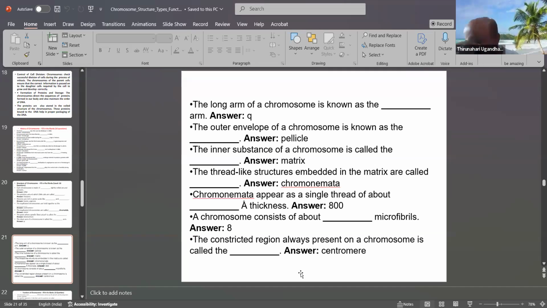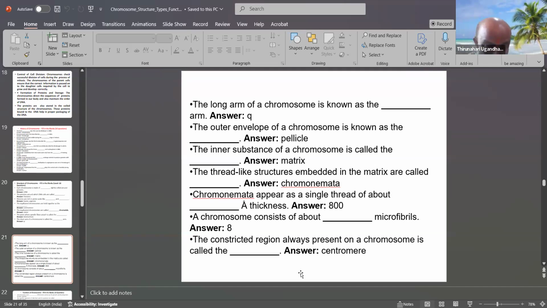The chromosomes have only three types of parts in total. The outside covering layer is called the pellicle. Inside the pellicle is the matrix. And in the matrix, the freely swimming part is called chromonemata. It appears as a single thread-like structure about 800 angstrom in thickness. It is important: a chromosome consists of about 8 microtubules. It is important.